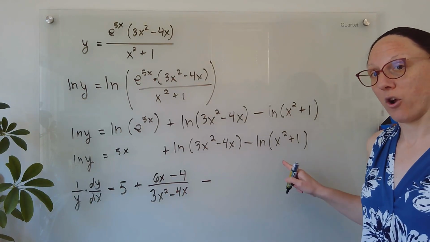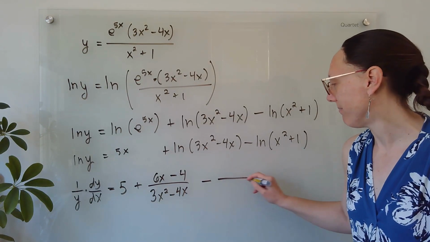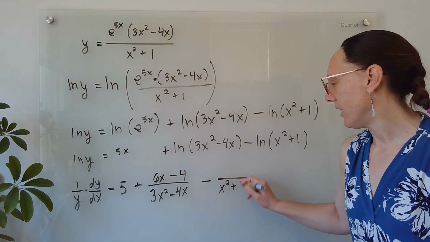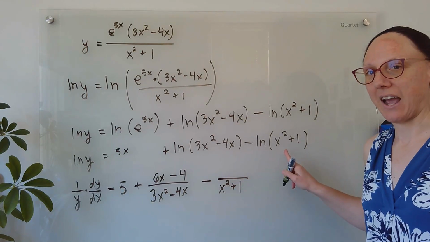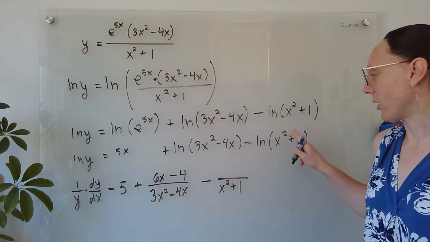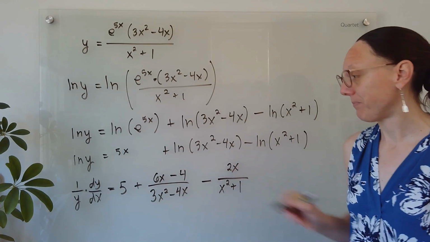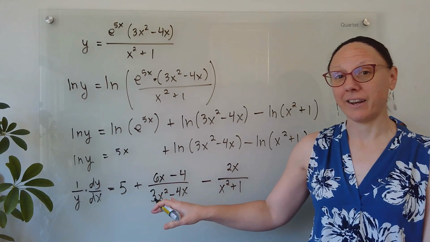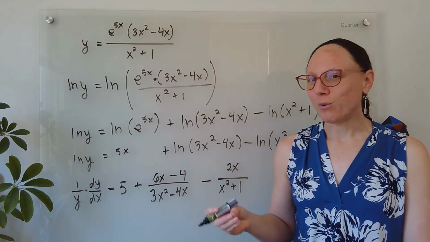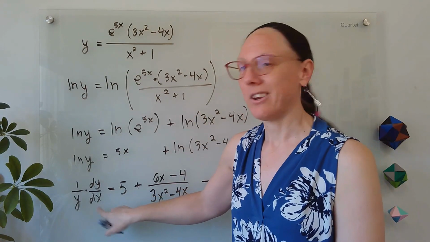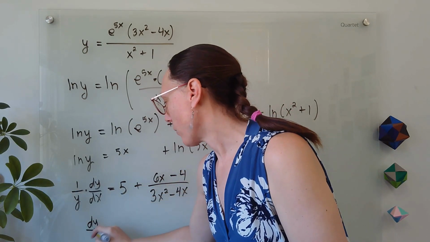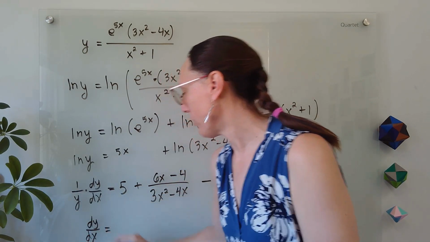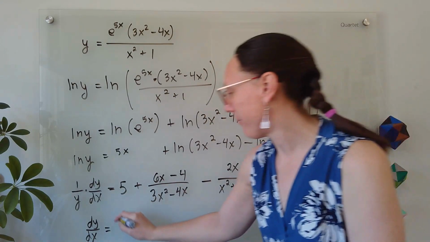Same kind of thing back here. I'm going to have 1 over the x squared plus 1. And then chain rule says I'm going to multiply by the derivative of the inside, and the derivative of the inside here would just be 2x. Now I'm not quite done, because the goal was to find dy dx, not 1 over y times dy dx. So what I'm going to do is multiply both sides by y.